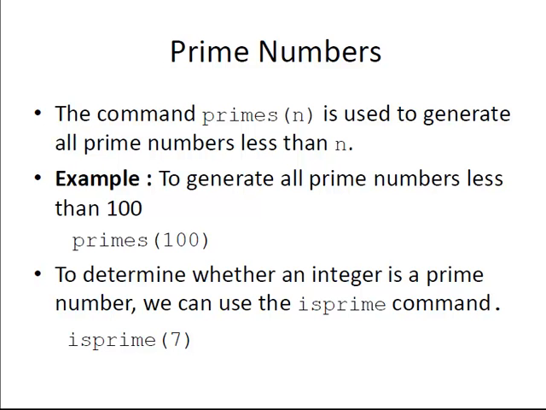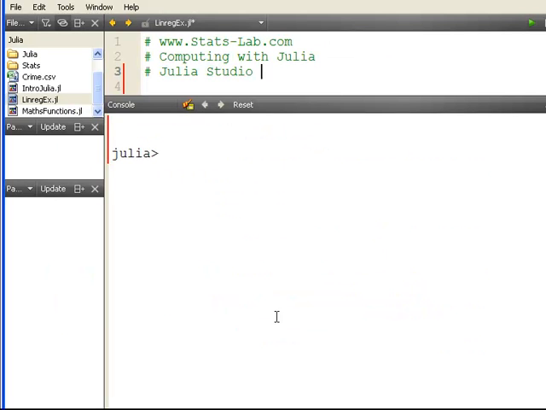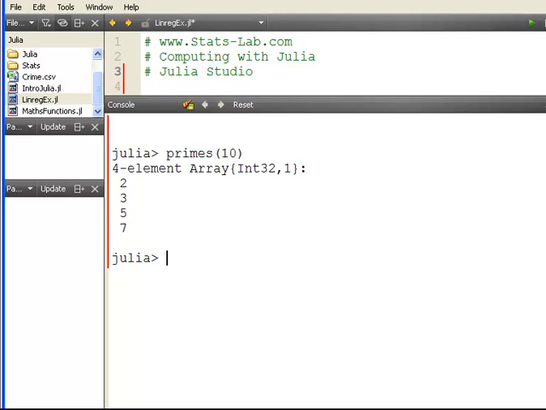Essentially, the primes command is used to generate all prime numbers less than n. Let's see how that works. So this is Julia Studio, and let's say all prime numbers less than 10. Let's give it a sec there. 2, 3, 5, and 7.